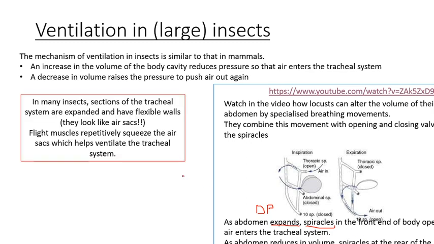There's a couple of the little things that can be done. There are, in quite a lot of insects, parts of that tracheal system that are expanded and have flexible walls.